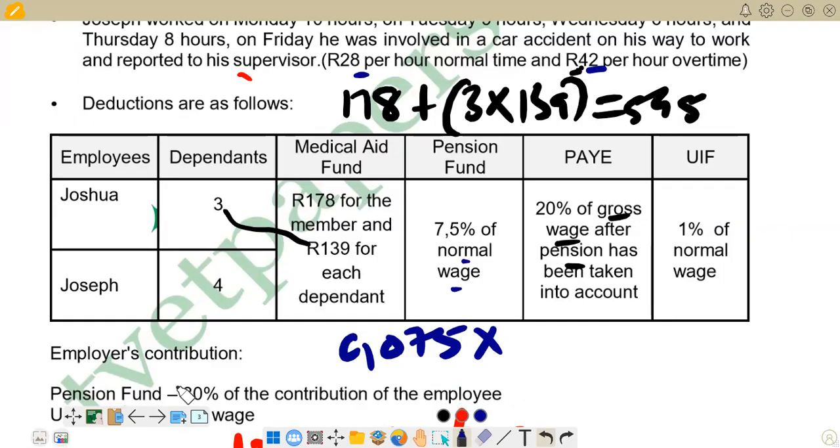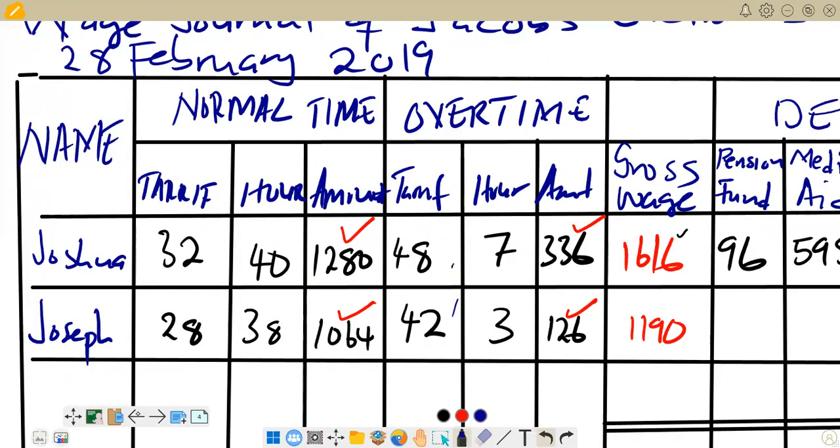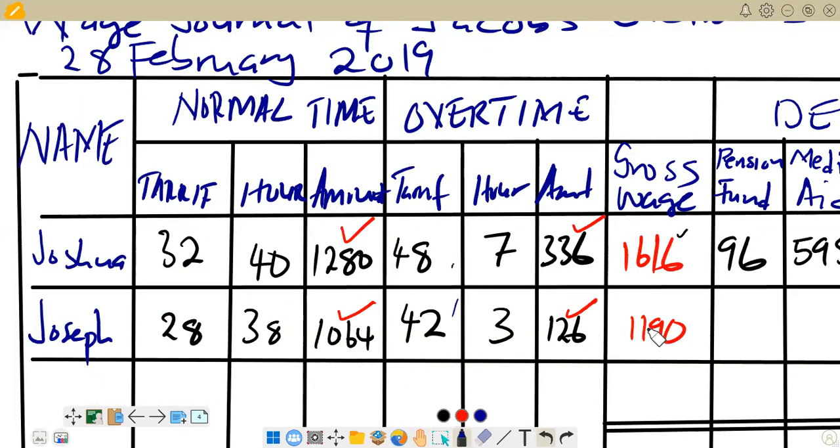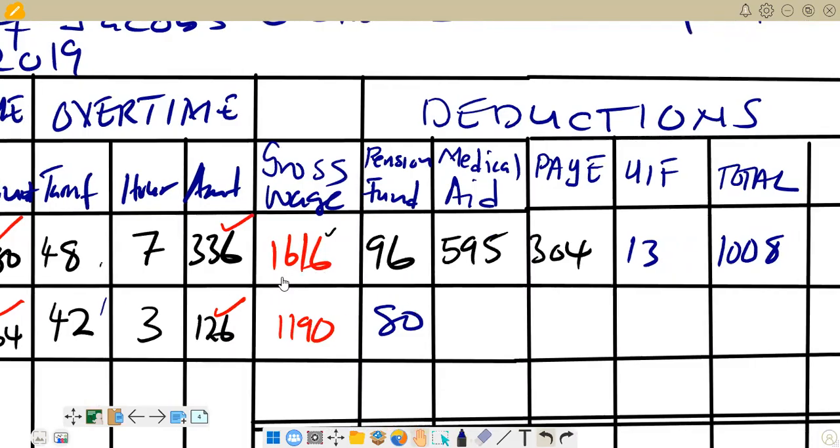So for Joseph, normal wage is here 1,064. So we are multiplying by 1,064 here. So if you multiply correctly there, 0.075 times 1,064, you're supposed to get 80. So 80 is going to be our pension. So it means here we've got our 80. And now we can go to check what we have in terms of the next one, which is the medical aid.